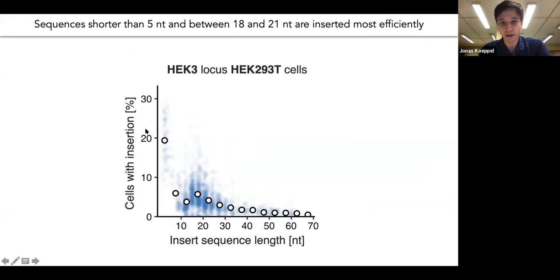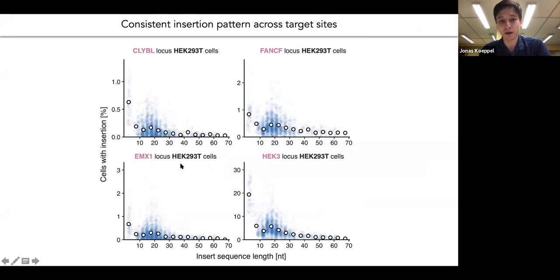So what I showed you was one locus in one cell line. If we now expand to all 4 loci, you see that the pattern is more or less preserved, even though we have an order of magnitude difference in absolute insertion efficiency. We still see this pattern: short sequences are inserted well, those middle sequences are inserted quite well, and then it drops off as sequences get longer.